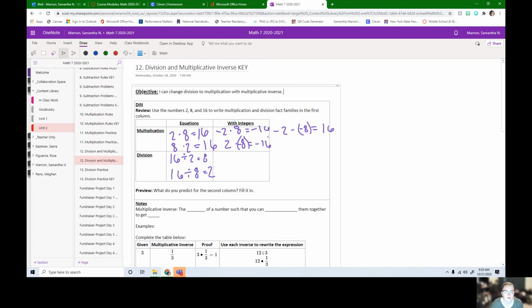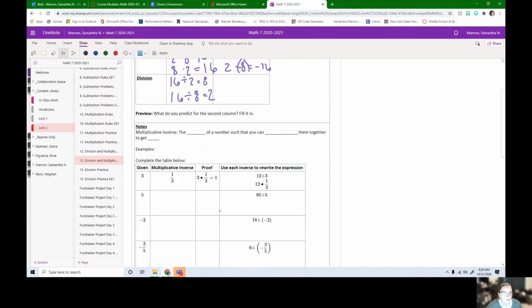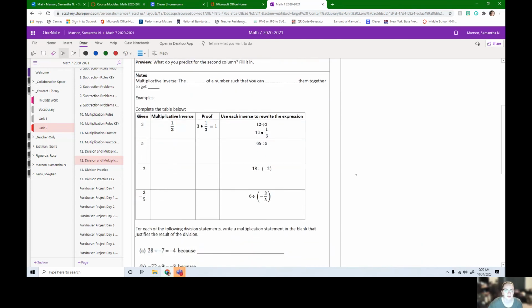For division, you might assume it's going to look something similar. I'm not going to fill in this box just yet. I want you guys to come back to it and check how you filled it out based on what we learned in our notes. So I'm going to scroll down. In our notes, we have: multiplicative inverse, the blank of a number such that you can blank them together to get blank. So if you have an idea of what to fill in the blanks, pause the video now and fill in each blank.